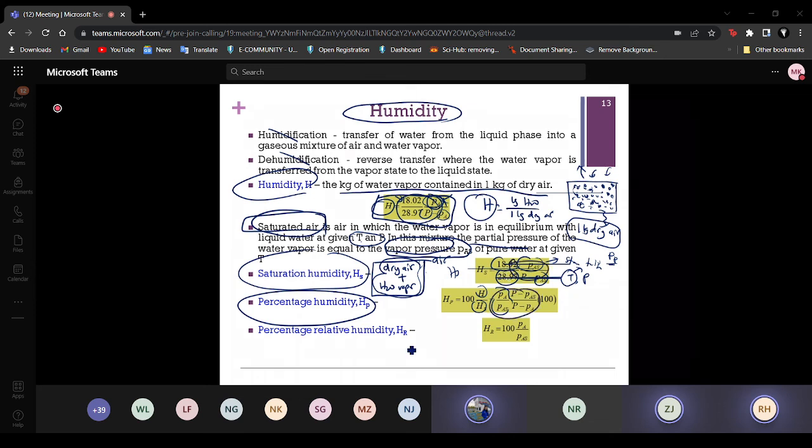Another thing is the relative humidity, HR. So HR is basically partial pressure divided by vapor pressure. This one you must know the partial pressure, then you can calculate HR. If it is HP, it's just the actual humidity over the saturated humidity. So you just divide, times by 100, and you get the percentage.